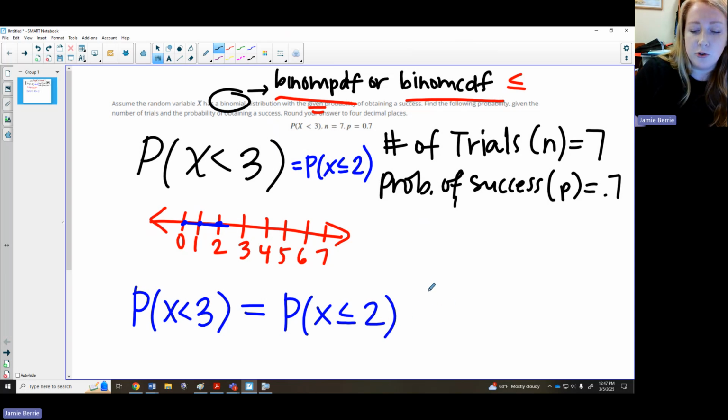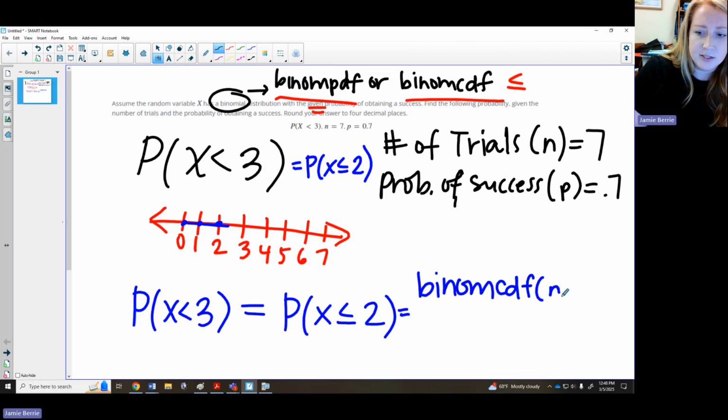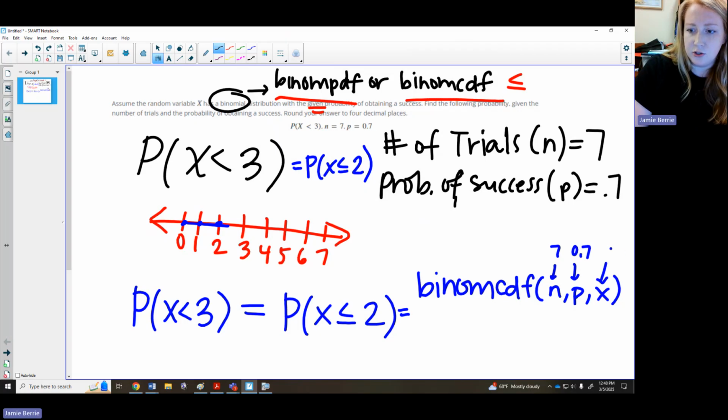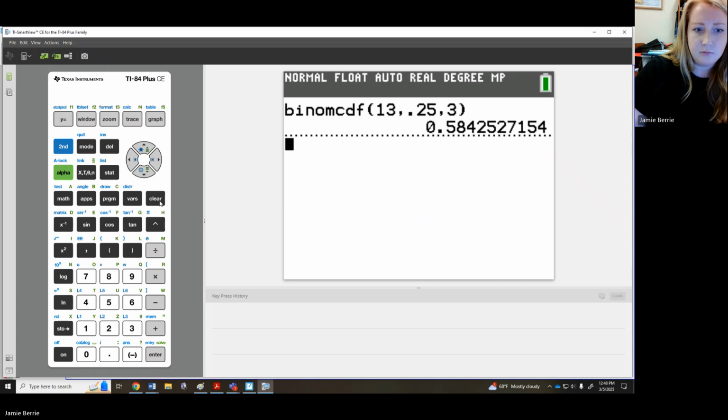And now we're going to go to binom CDF in our calculator. And the syntax is n, p, x. n is the number of trials. p is the probability of success. x is your x value here. So this is going to be 7, 0.7, and then 2. All right, so let me pull up the calculator.